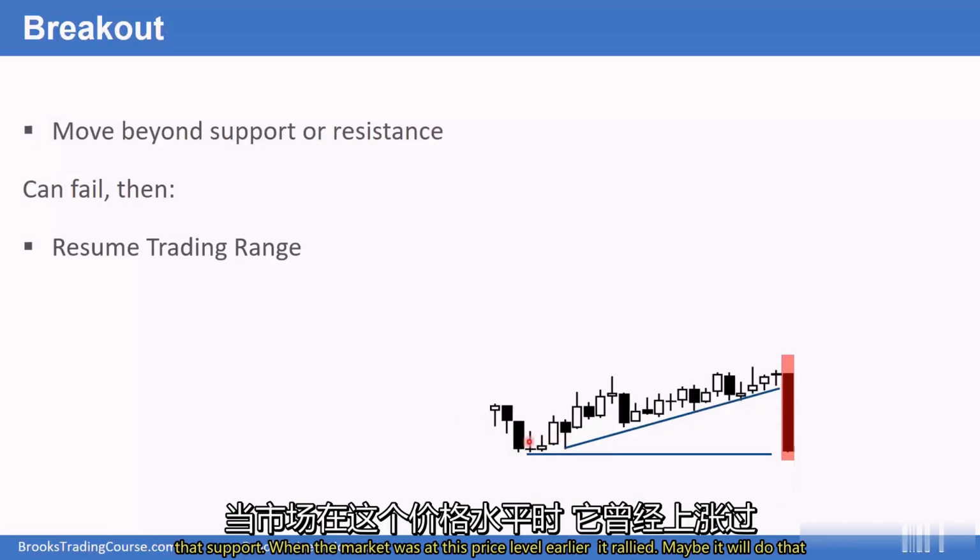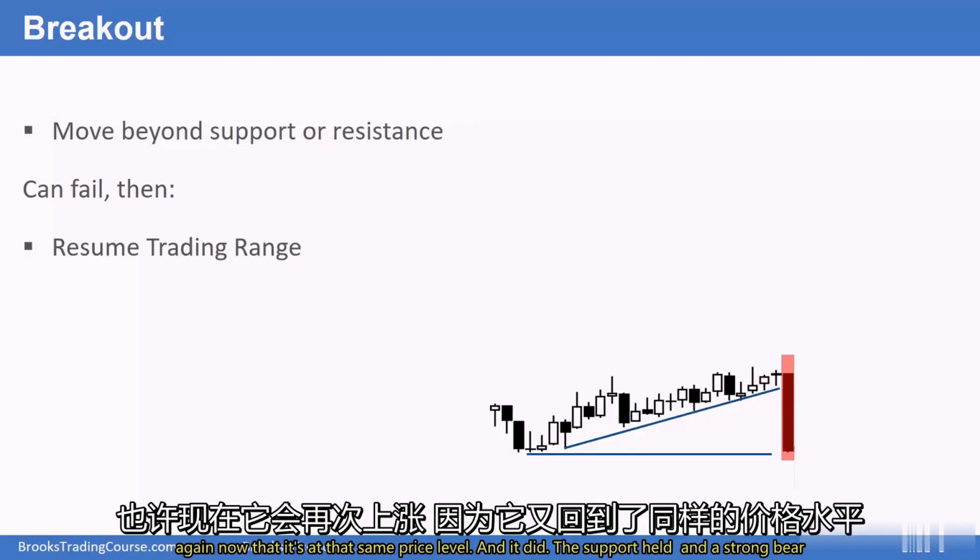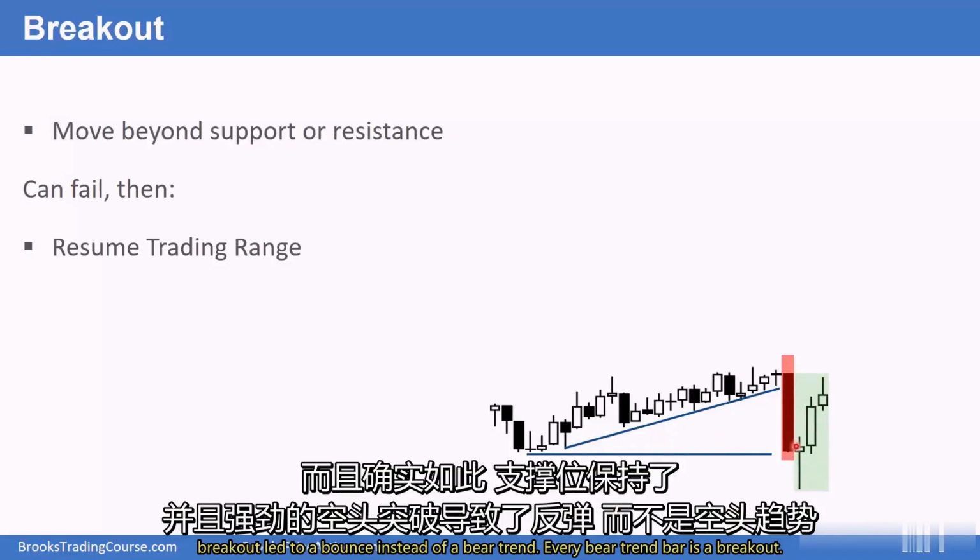When the market was at this price level earlier, it rallied. Maybe it will do that again now that it's at that same price level. And it did. The support held, and a strong bear breakout led to a bounce instead of a bear trend.